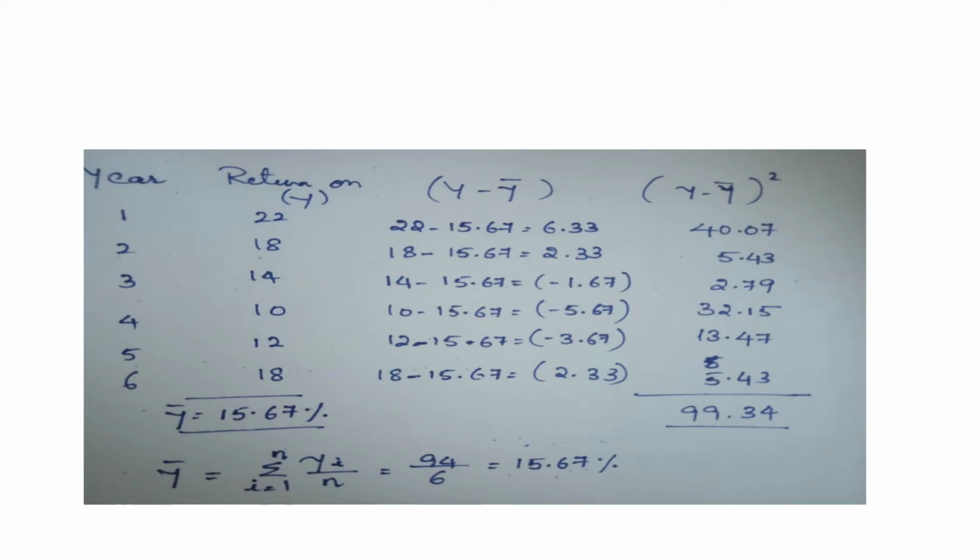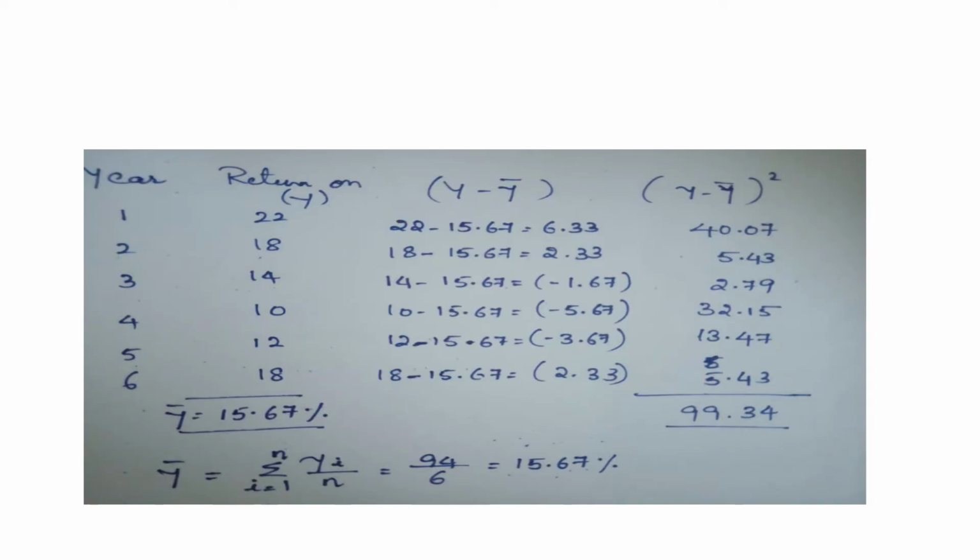So next, the same procedure you have to do for returns on y. So the x part we have completed, that is the calculation of variance and standard deviation for security x. The same way you have to do it for y. So again write the years and return on y. So here also we are finding the y minus y bar and y minus y bar the whole square for calculating the variance and standard deviation.